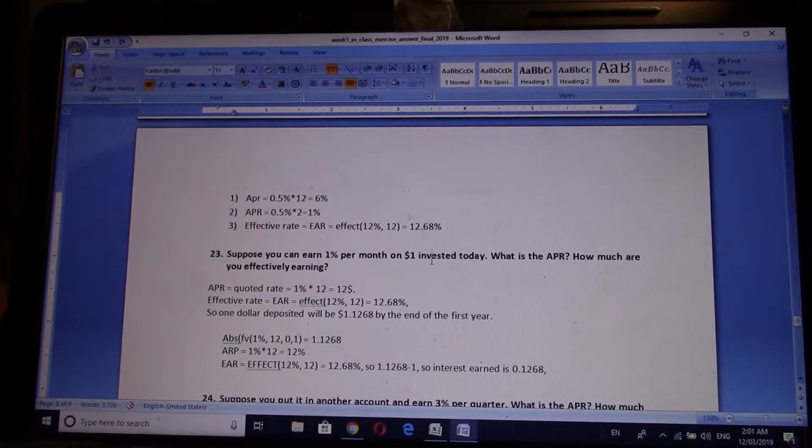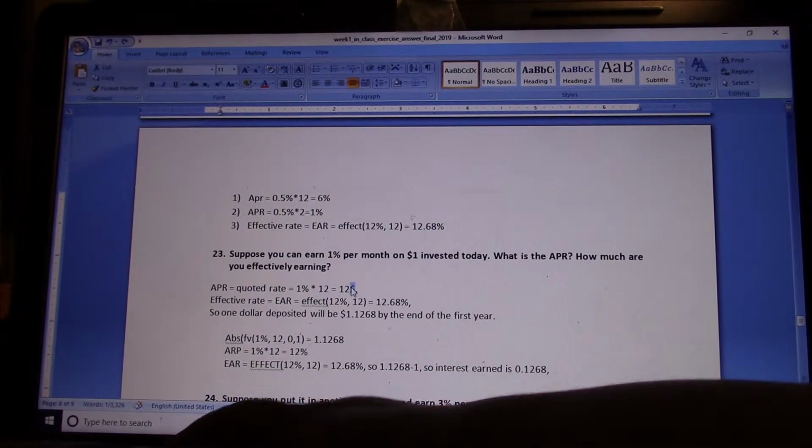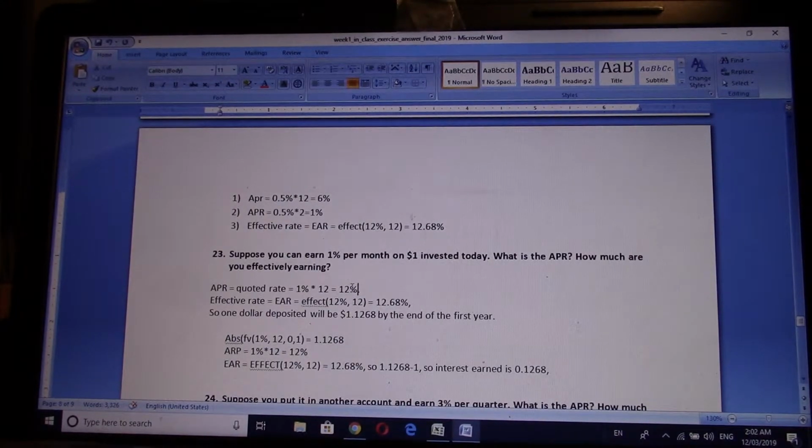So in this question, you make 1% per month. In a year, you should be earning interest 12 times, once per month. So for this question, APR should be 12%. Now the effective rate should be 12.68% because you're compounding at 1% every month for 12 times in a year.